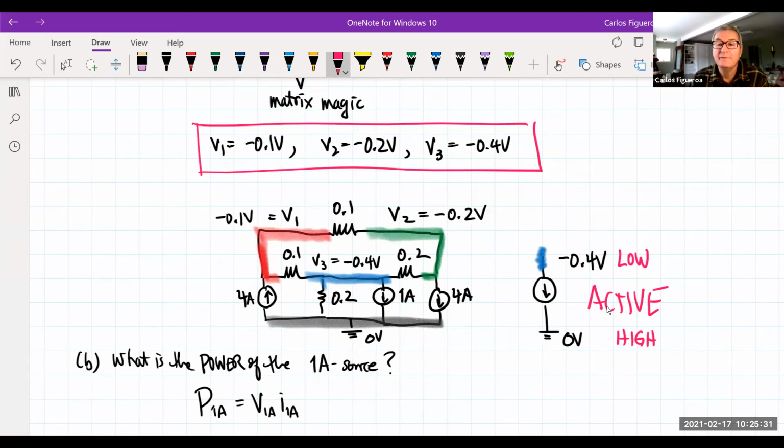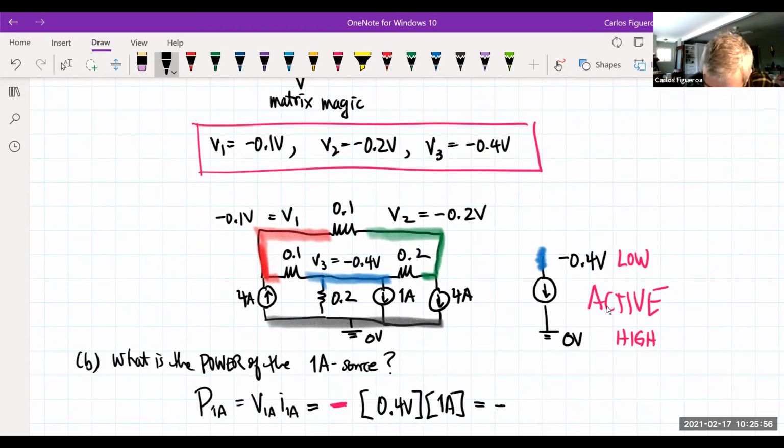Active. So what's the voltage of this guy? We know immediately that we have a negative sign because it's going from the low to the high. So then it's the voltage difference across this. And we could see that the voltage difference across this is going to be what? 0.4 volts. The current is going to be 1 amp. So what's going to be the power? Let's be careful now. It's going to be 1 times 0.04.